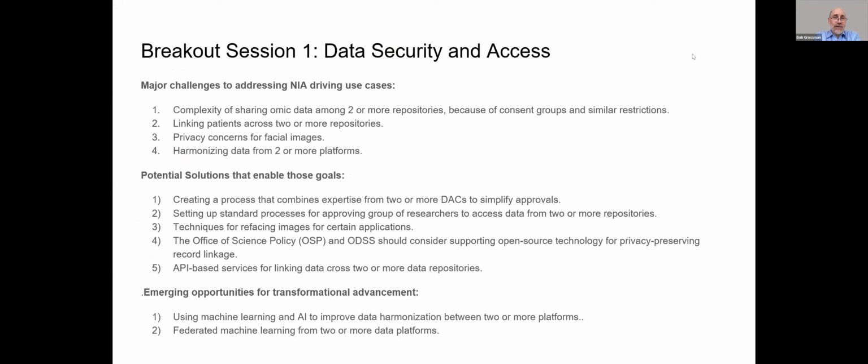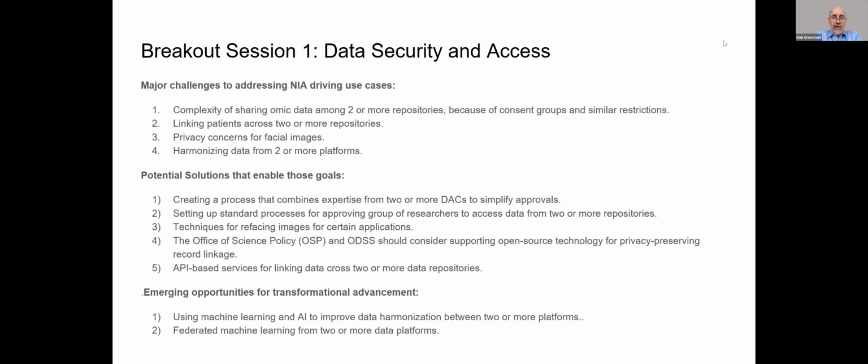We had a very active breakout group. We discussed a number of issues, which will be summarized in the document. Some of the challenges we identified was the complexity of sharing omics, Alzheimer related data among 2 or more repositories because of the complexity of consent groups and associated restrictions, linking data across 2 or more repositories, privacy concerns around facial images, and the perennial problem of the effort required to harmonize data from 2 or more platforms.